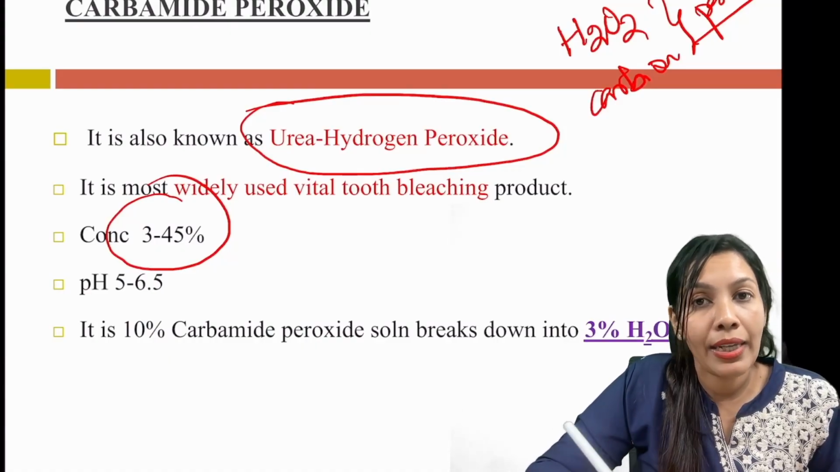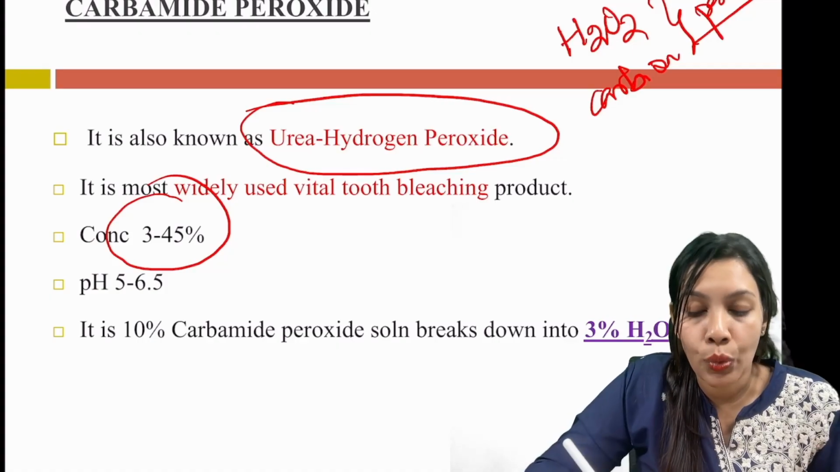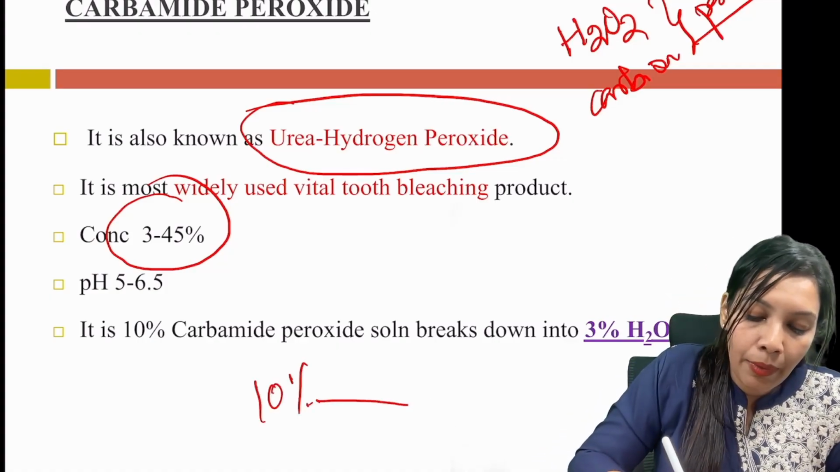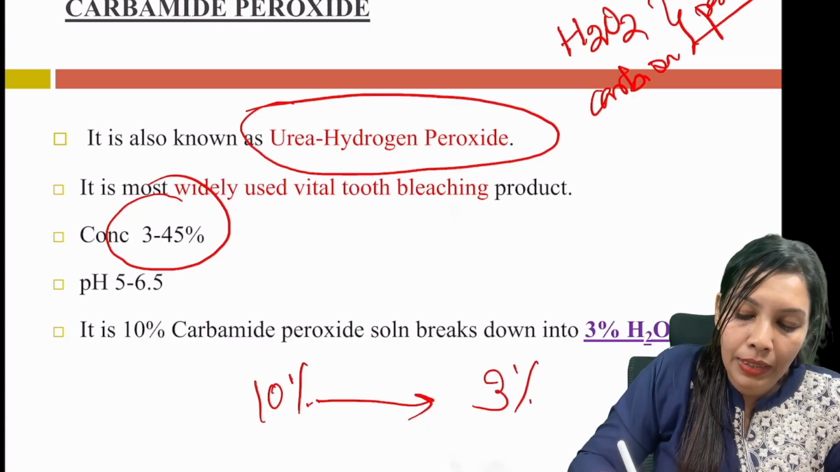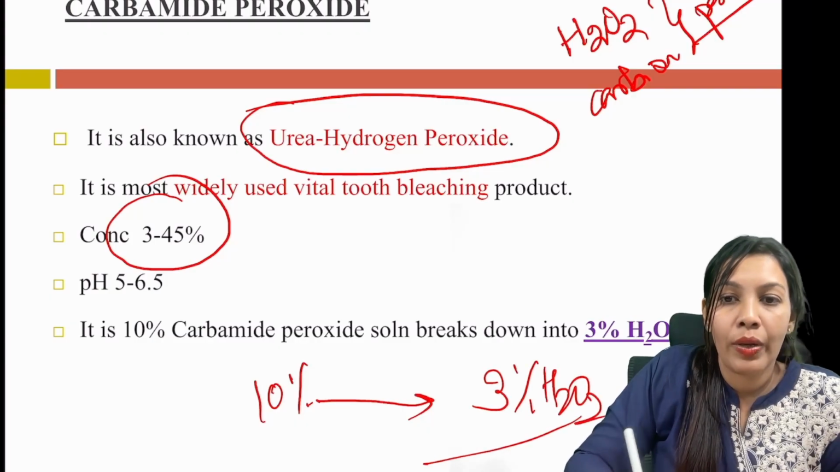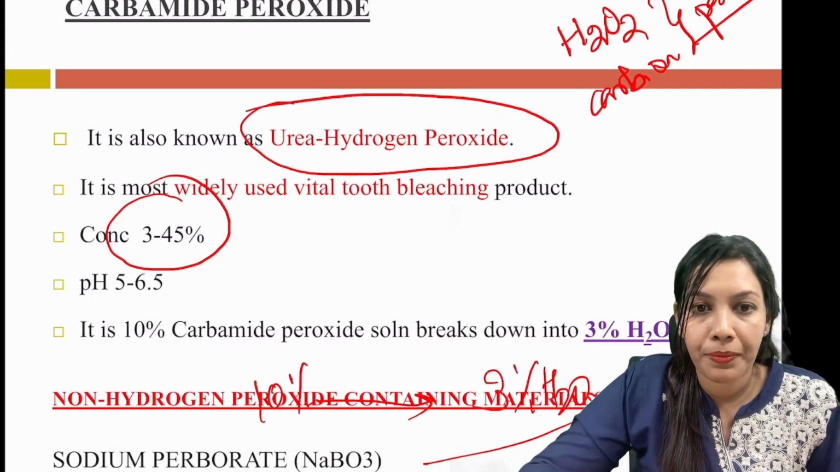When it breaks down, as I said, it contains urea and H2O2. 10% carbamide peroxide produces about 3% of H2O2. Very important. Hope you understood.